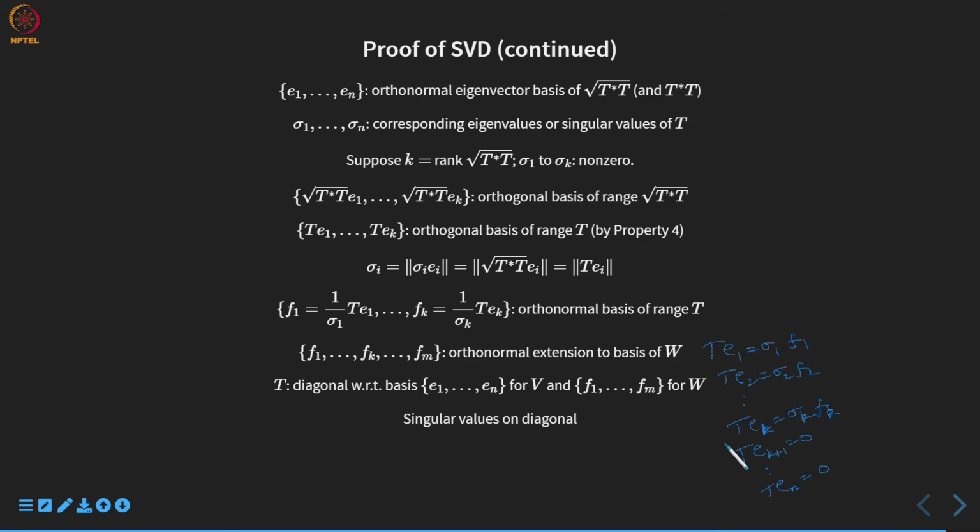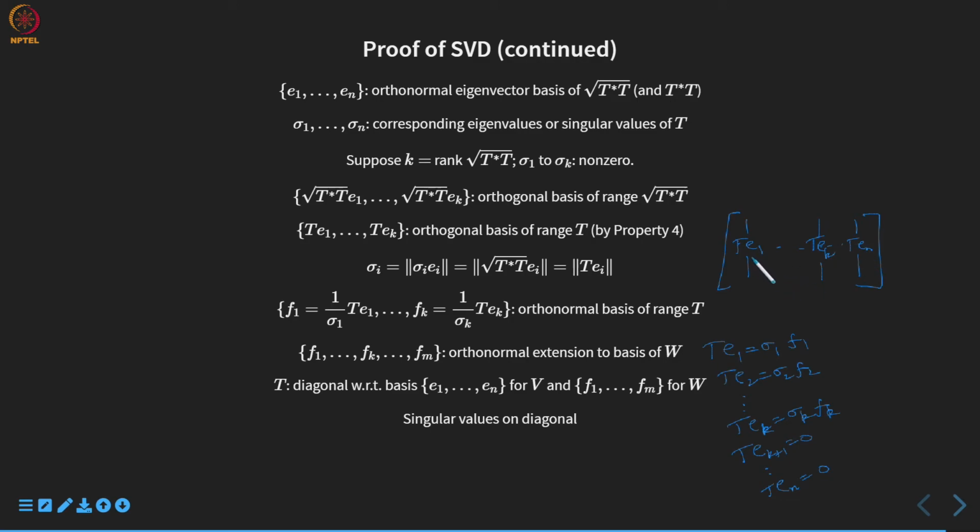Okay, why is that? Square root of T star T applied to Ek plus 1 is not 0, so this T will also be 0. So this tells you that if you form a matrix for this basis, T will be diagonal with respect to this basis. You have to write down TE1, ..., TEk, then TEn.